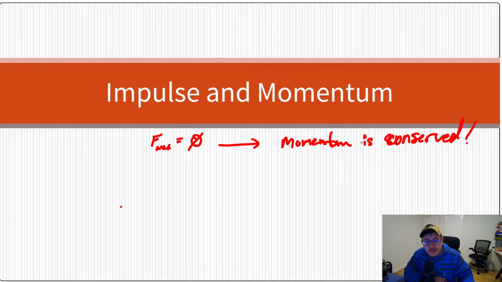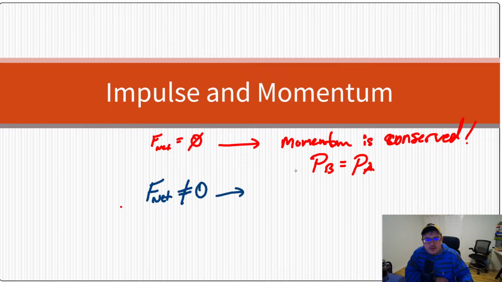And that tells us that momentum before any interaction is going to be equal to momentum after any interaction. What if F net does not equal 0? Usually at least one person asks, well, if momentum is always conserved, then how does an object ever get momentum? Let's put a big does not equal 0. And that's if F net equals 0.